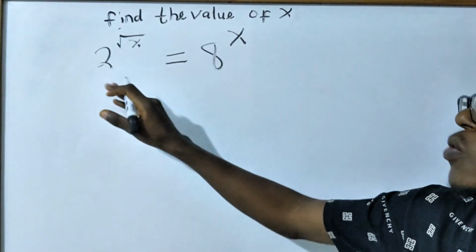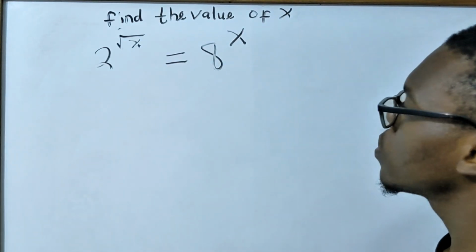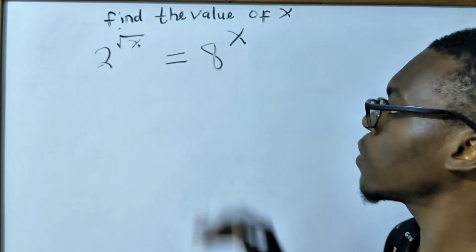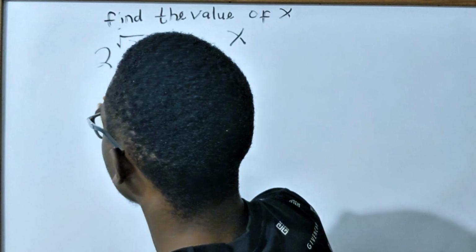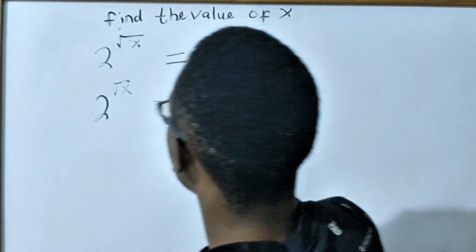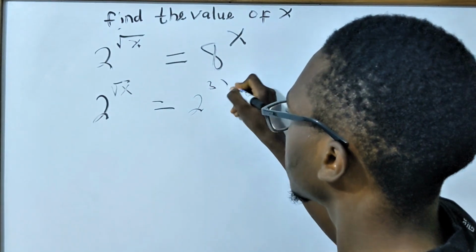Okay, we have this other equation, 2 to the power root x is equal to 8 to the power x. Looking at this equation, what is the easiest method to solve it? You have 3 seconds to do that. Okay, you have 2 to the power root x is equal to what? You know that 8 is equal to 2 cubed. That will be 2 to the power 3x.